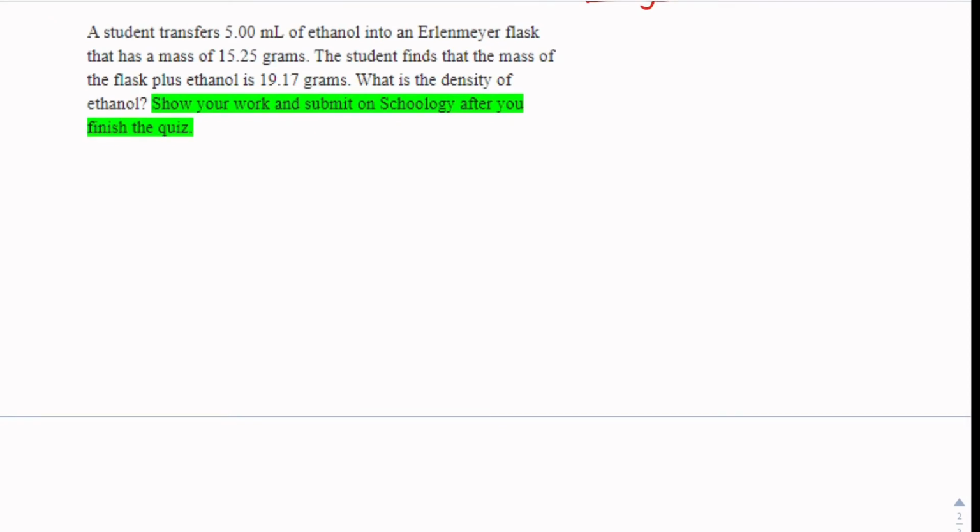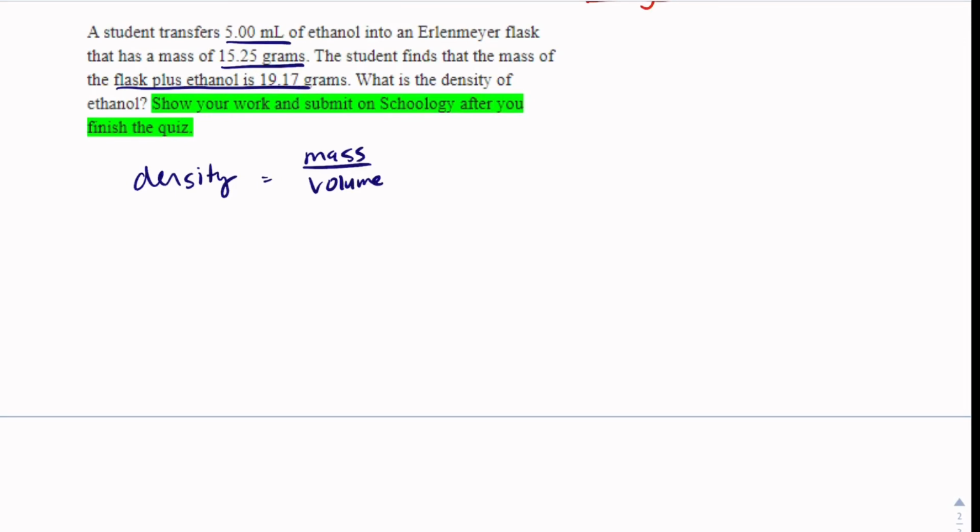Okay, this one a lot of people goofed on, but it was a small goof here. So a student transfers 5 milliliters of ethanol into a flask that has a mass of 15.25 grams. The student finds that the mass of the flask plus ethanol is 19.17 grams. What is the density? So density, we know, is mass divided by volume.